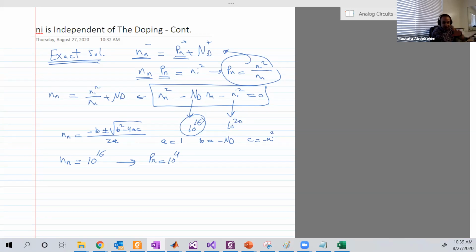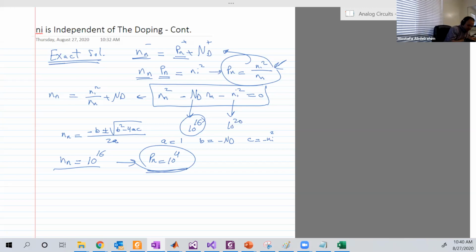There are many online websites, using your calculator, even some apps on smartphones. You will find the answer is the N concentration is 10 to the power 16. After this, of course you will substitute in this equation, and you can calculate Bn. It will be 10 to the power 4 per centimeter cube.